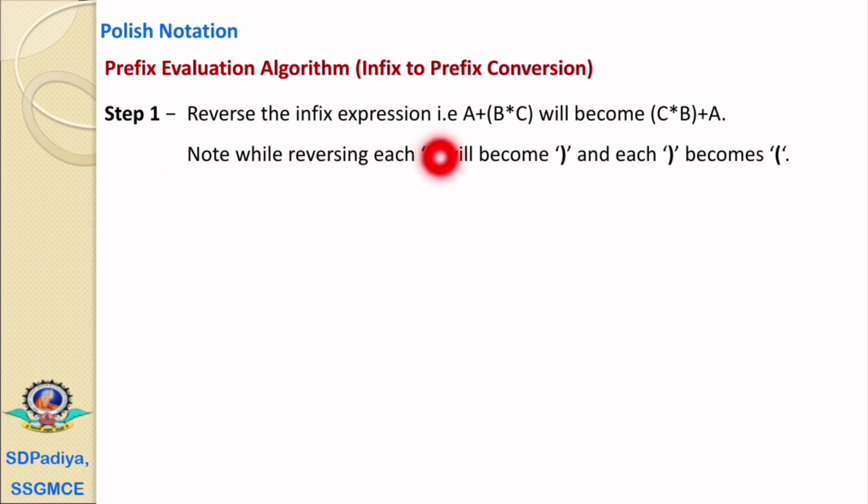That is, if we have the infix expression A plus in bracket B into C, then it becomes this: the close parenthesis, we have to write down as an open parenthesis, C into B. Now again there is an open parenthesis, then we have to write down the close parenthesis, plus A. We have to reverse the given infix expression. Note here that while reversing, each open parenthesis will become a close parenthesis and each close parenthesis becomes an open parenthesis.